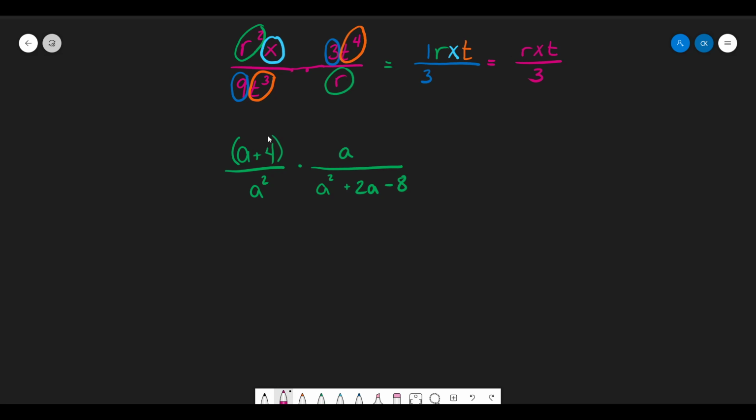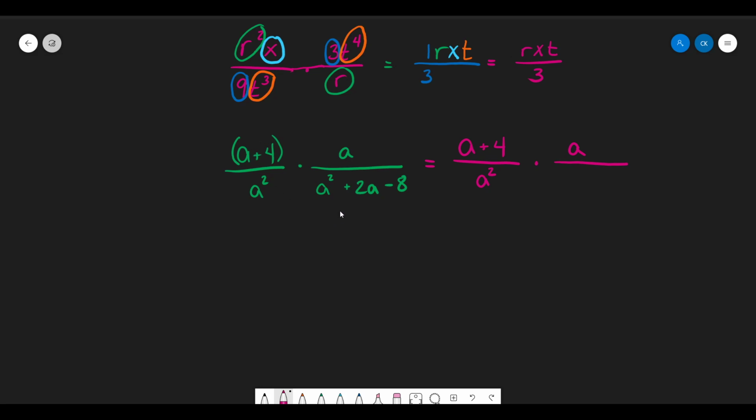So for this first one here, I look to factor the a plus 4. Now, a plus 4 can't be factored, so we leave it as a plus 4. I look to the bottom here, a squared. That doesn't have a plus or a minus. It's not a binomial or a trinomial, so I can leave it as a squared. Same with the numerator up here. A is not a binomial or a trinomial, so I can leave it as a.